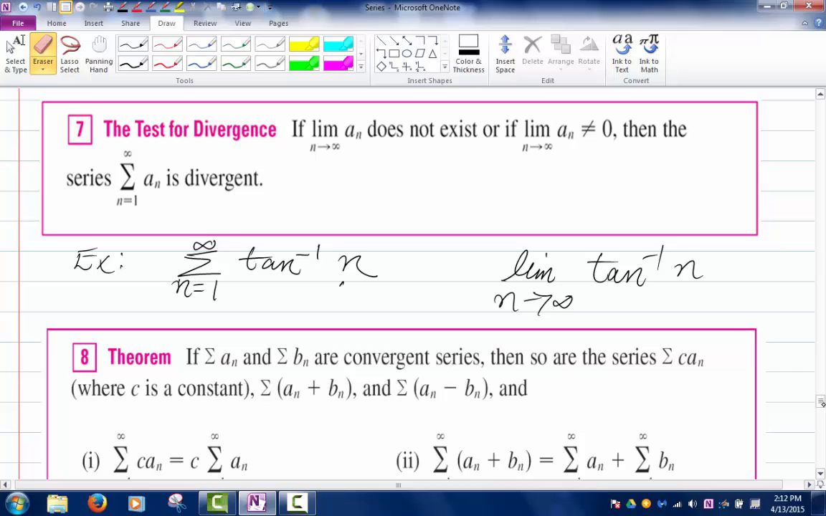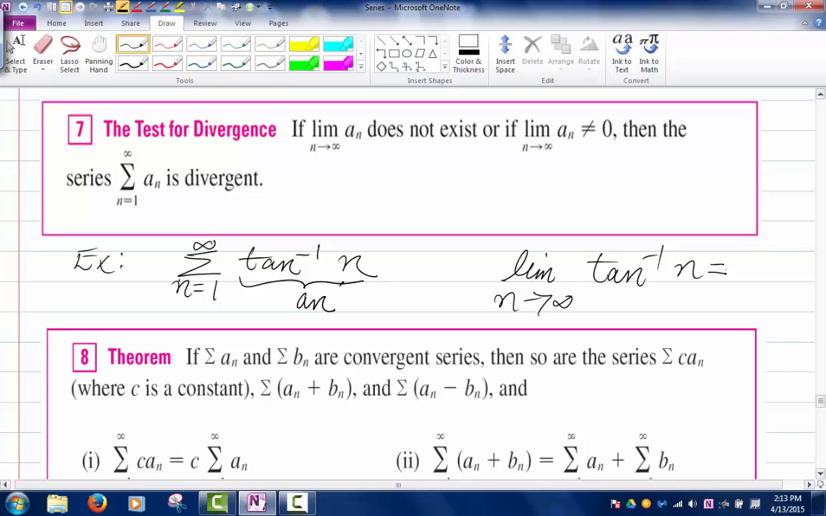Let me give you an example. Let's say I have the series summation n going from 1 to infinity of tangent inverse of n. I want to know whether the series is convergent or divergent. And I can use the test for divergence here. Look at the limit as n goes to infinity of tangent inverse of n. What's the nth term? What is an here? The nth term an here is this guy, right? What's the limit of an? The limit of an means limit of tangent inverse of n. What's the limit of tangent inverse of n as n goes to infinity?